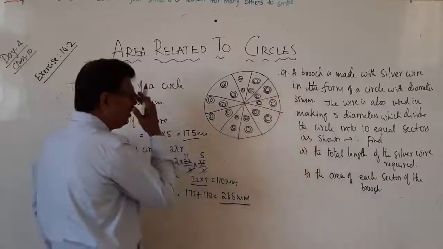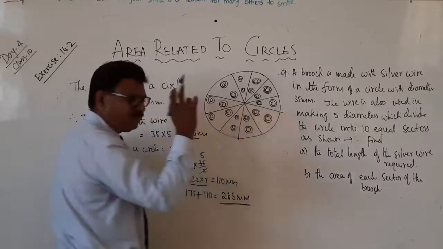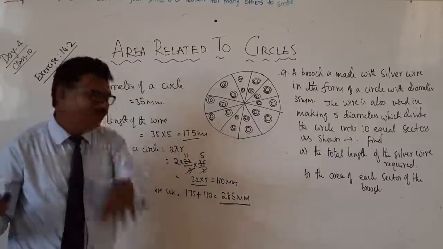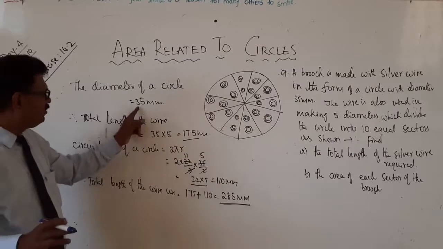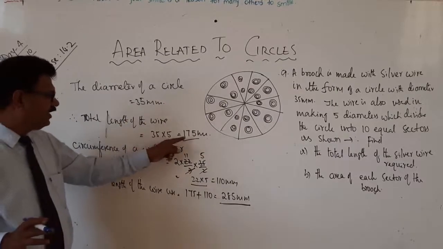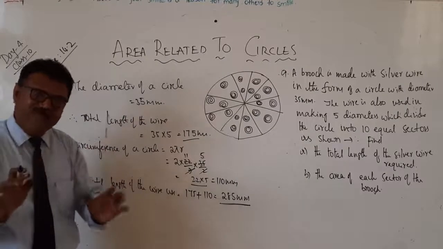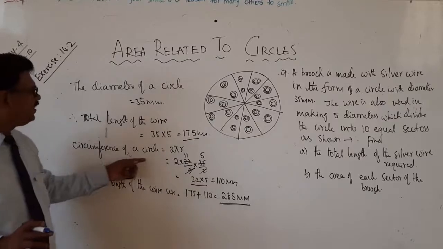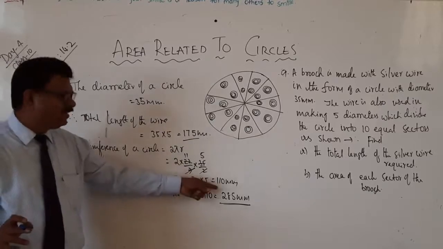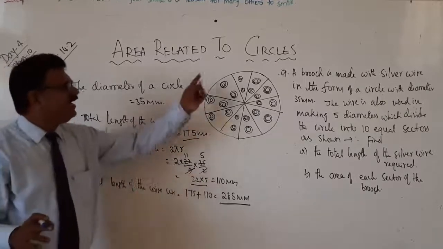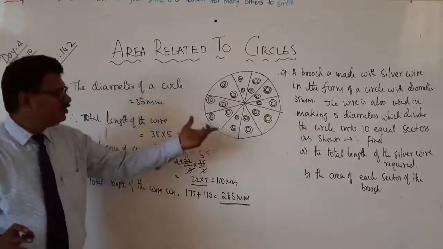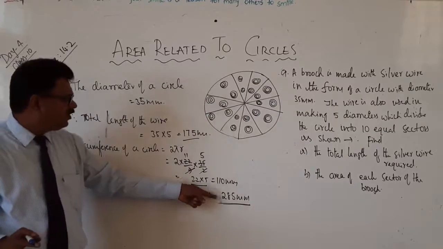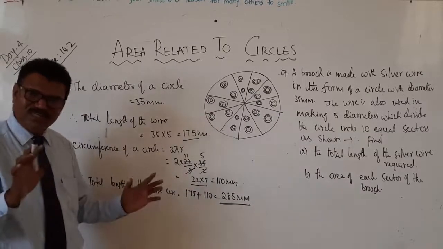So here, very simple. One diameter is 35 millimeters. How many diameters are there? 5. Therefore, 35 into 5 is 175 millimeters. That is only the diameters. Then the circumference is still there: circumference equals 2 pi r, which is 110. Therefore, total wire used is 175 plus 110, equal to 285 millimeters. Did you understand? Any doubt?